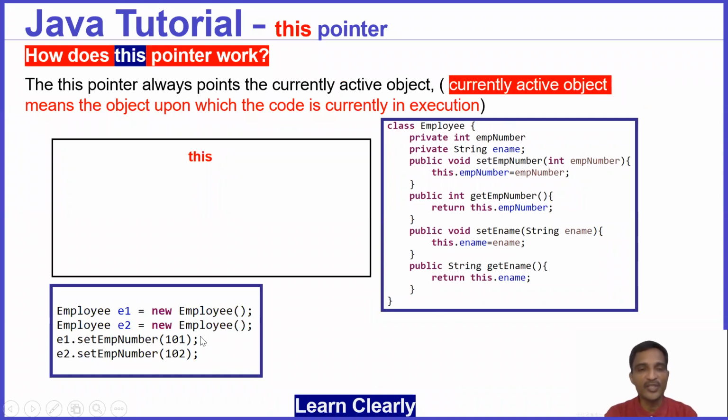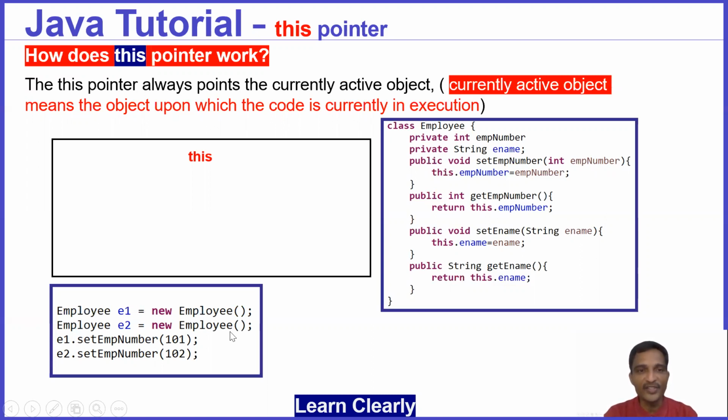As usual, JVM starts executing the statements one by one. When JVM executes the first statement, at the time of execution of this first statement, object E1 is the active object. And when JVM completes this and goes to the next statement, E2 is the active object. And when this is completed, when JVM goes to E1, this time E1 becomes the active object. That means the currently active object is not always the same object. It keeps on changing, right?